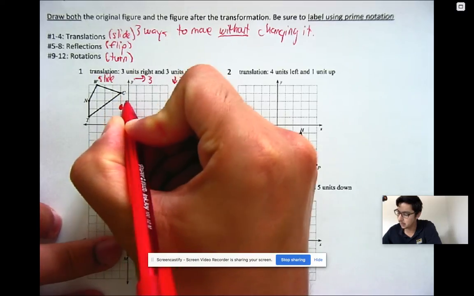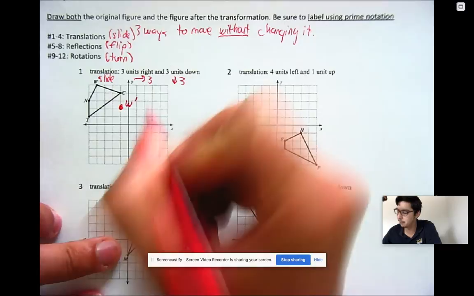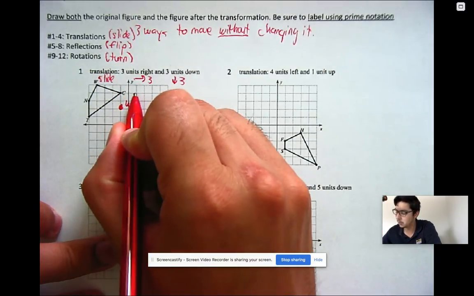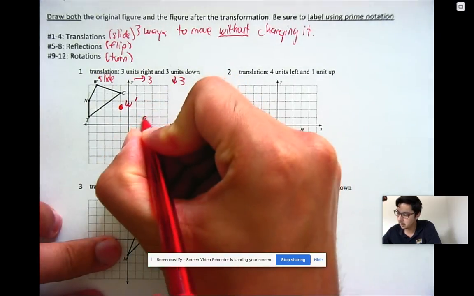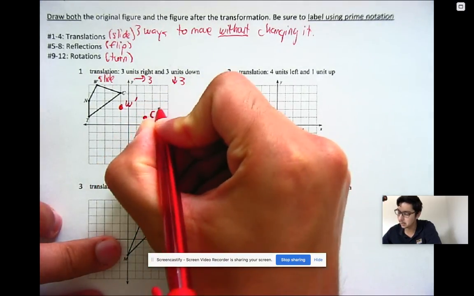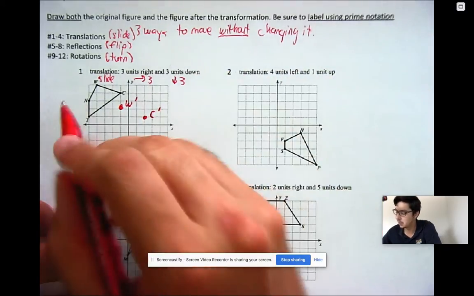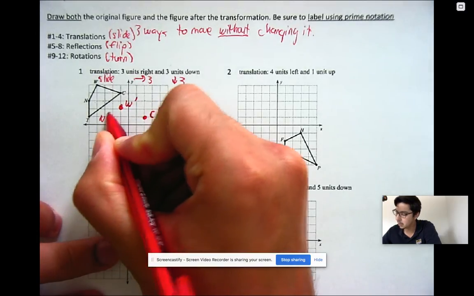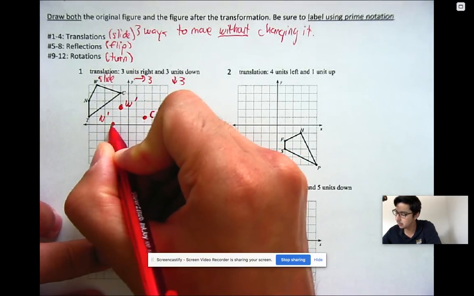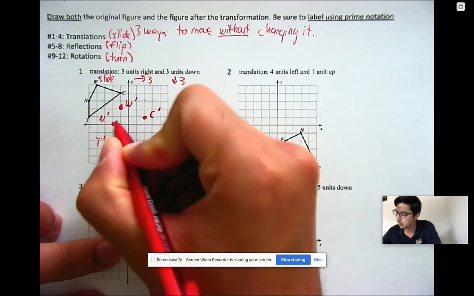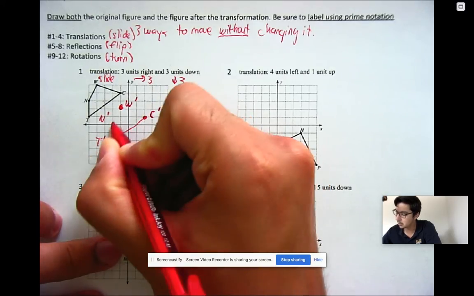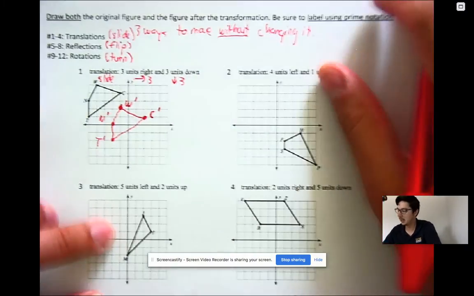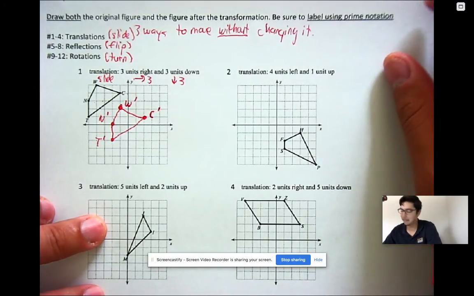So right there is W, but we don't call it W, we call it W prime because it's W after it's done a transformation. C, 1, 2, 3, 1, 2, 3. There's C, and now we call it C prime because it just did one transformation. N, 1, 2, 3, 1, 2, 3. That's N prime, and T, 1, 2, 3, 1, 2, 3. There's T prime, and then you can connect it and notice that the shape did not change, just slid over. And that's a translation.